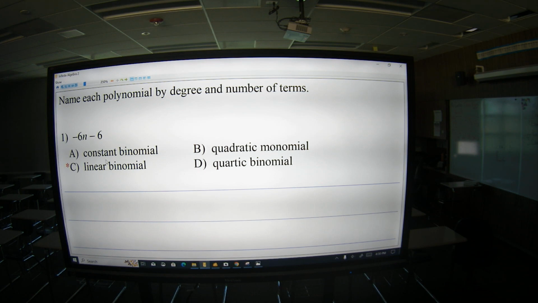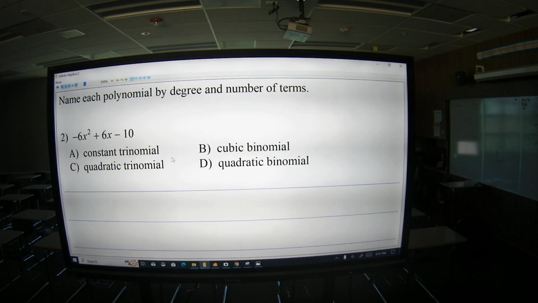And like I said, again, we're referring to the number of terms by counting what expressions we're adding and subtracting within the bigger expression. Okay, so we would consider this as two terms. Let's take a look at the next one.